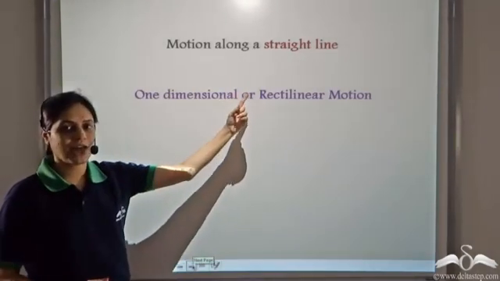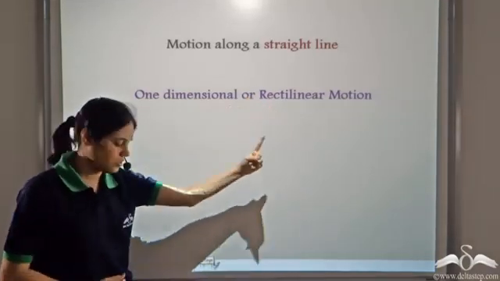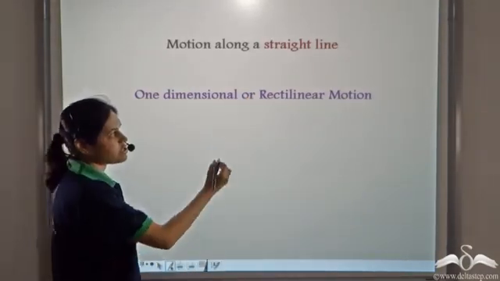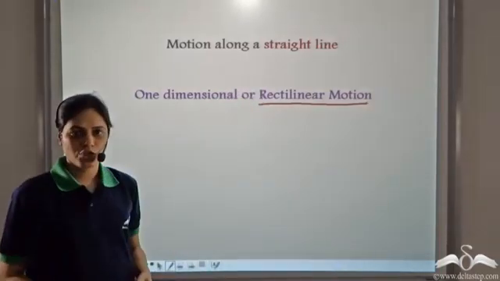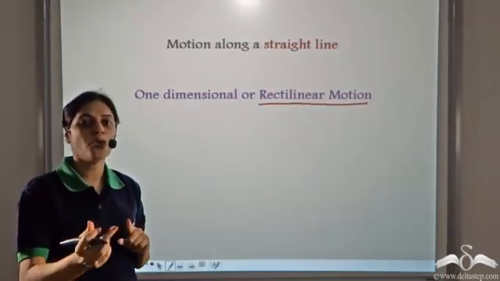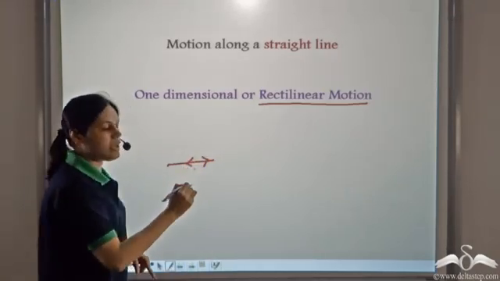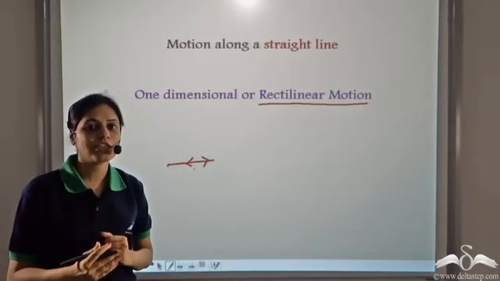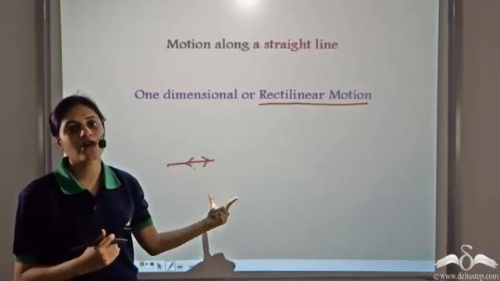Motion along a straight line is called one-dimensional or rectilinear motion. So it is one-dimensional or rectilinear motion. It can be to and fro, like it happened in the case of the drawer. But it has to be along a straight line.